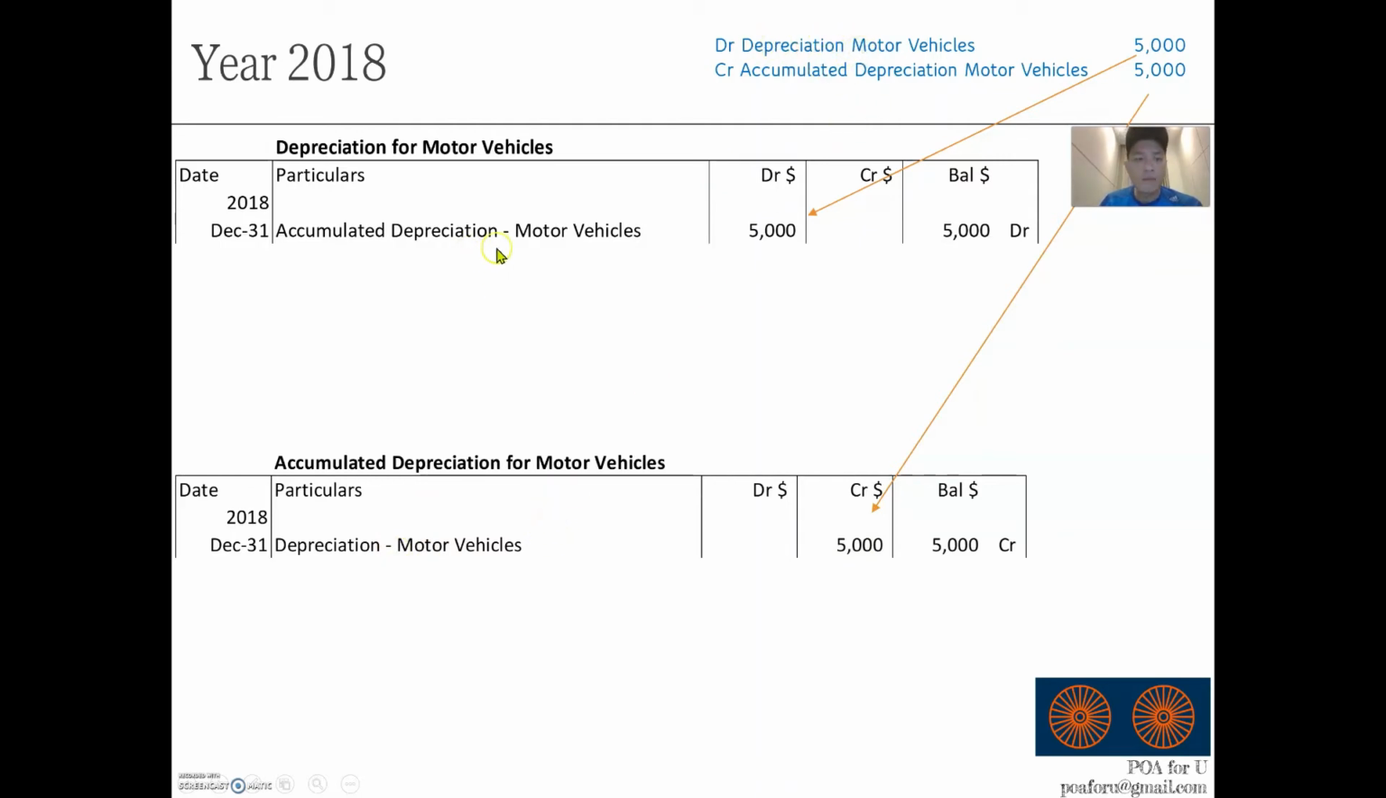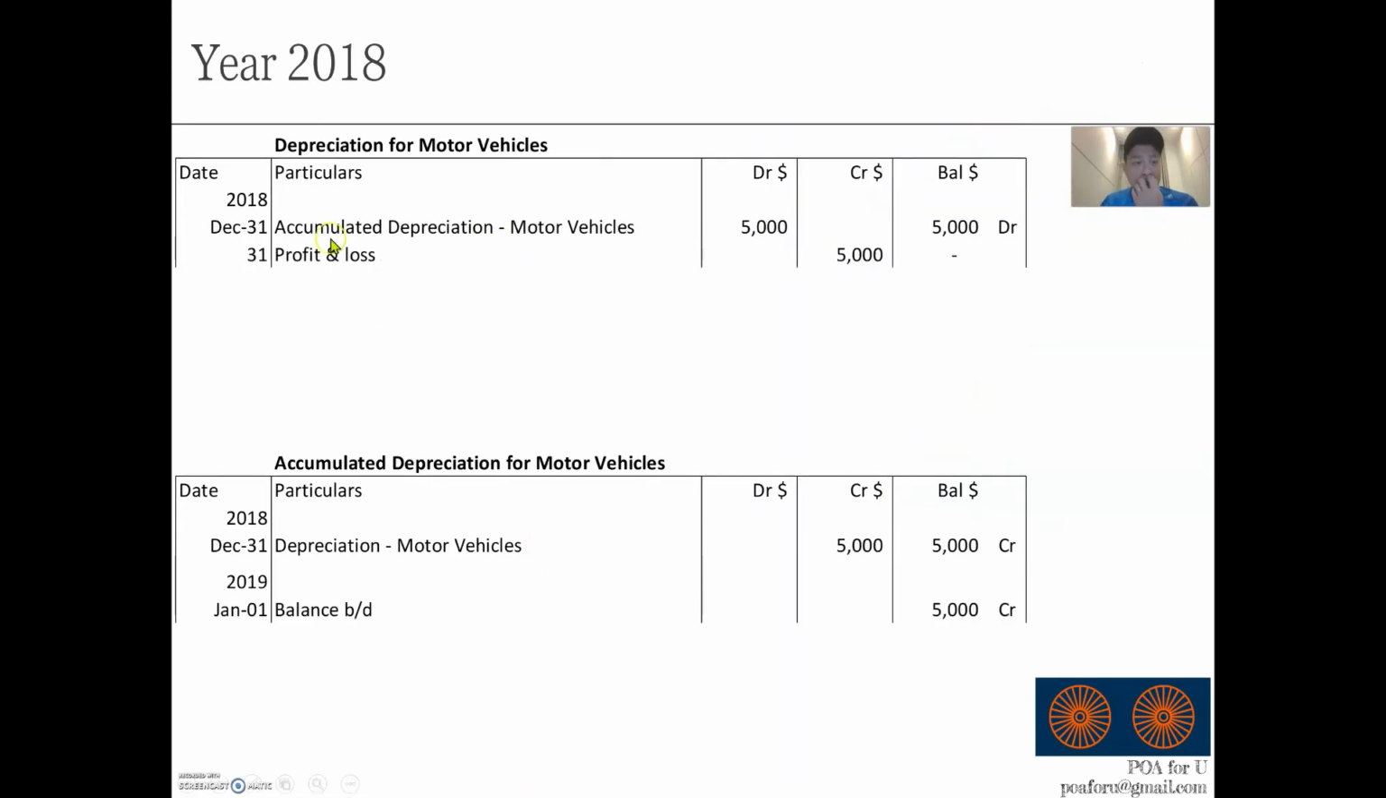Okay, now what happens after this? If there are no activities at the end of the year, then it will close into the profit and loss account, so that the balance will be zeroed out.